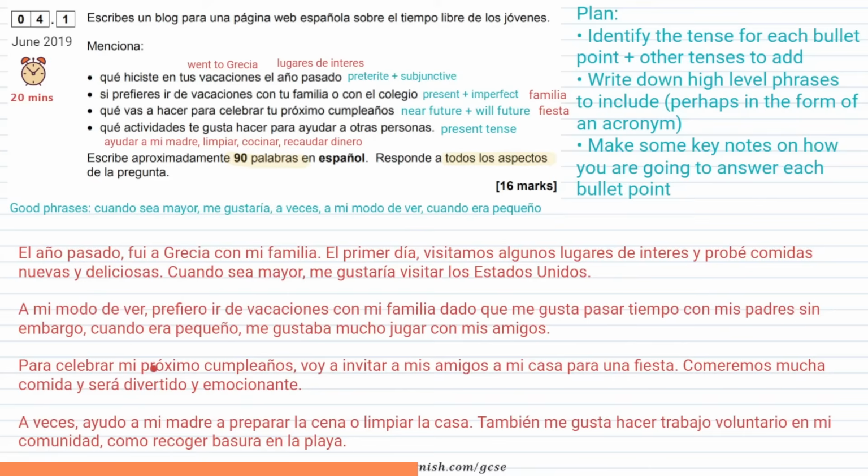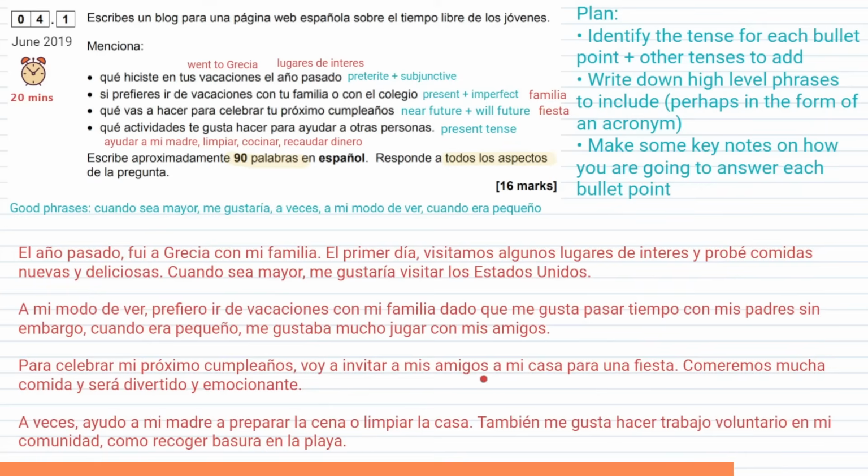Para celebrar mi próximo cumpleaños, voy a invitar a mis amigos a mi casa para una fiesta. Comeremos mucha comida y será divertido y emocionante. A veces ayudo a mi madre a preparar la cena o limpiar la casa. También me gusta hacer trabajo voluntario en mi comunidad, como recoger basura en la playa.